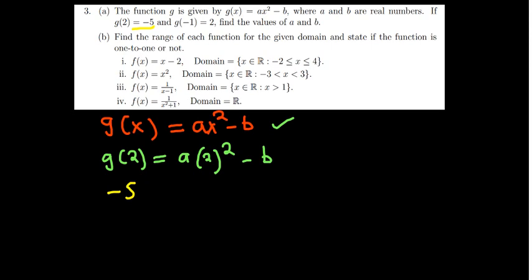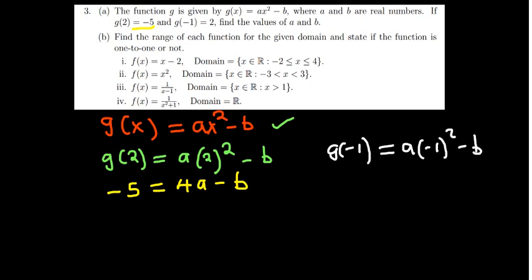Is that a 5 or an s? So negative 5 is equal to, now 2 squared is 4, so we have 4a minus b. So we have our first equation. And then I'll use white for the other part. So we have g of negative 1 as well. What that means is, in the function where there is x, you put negative 1.